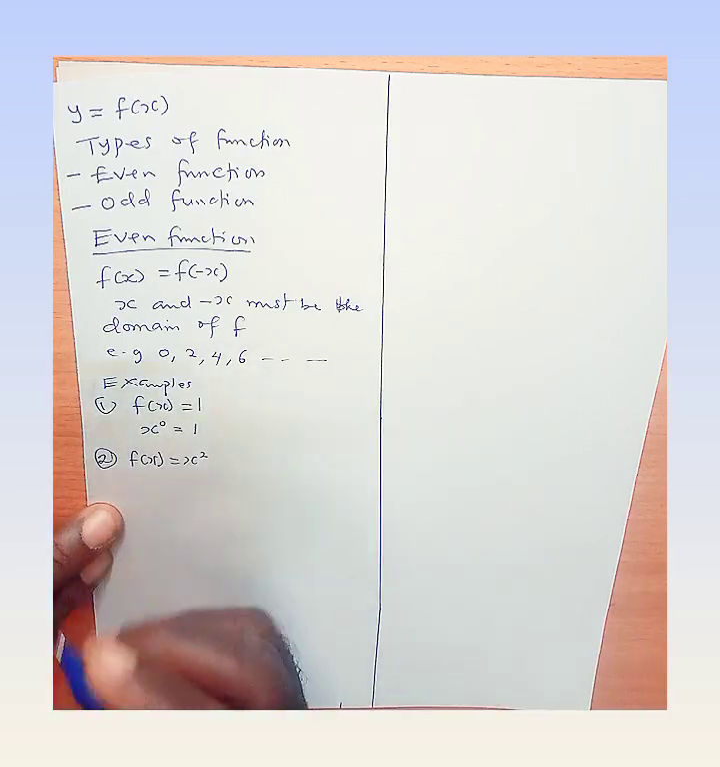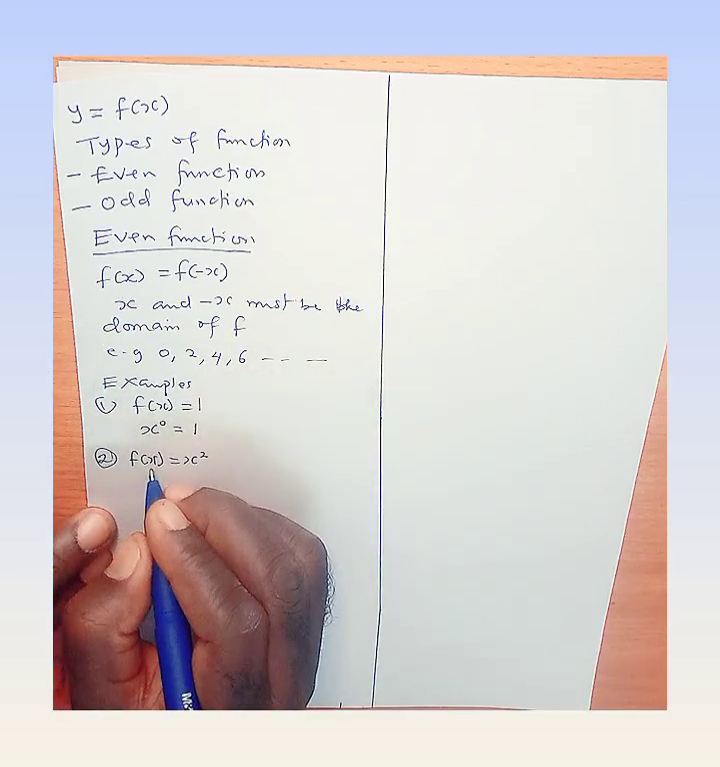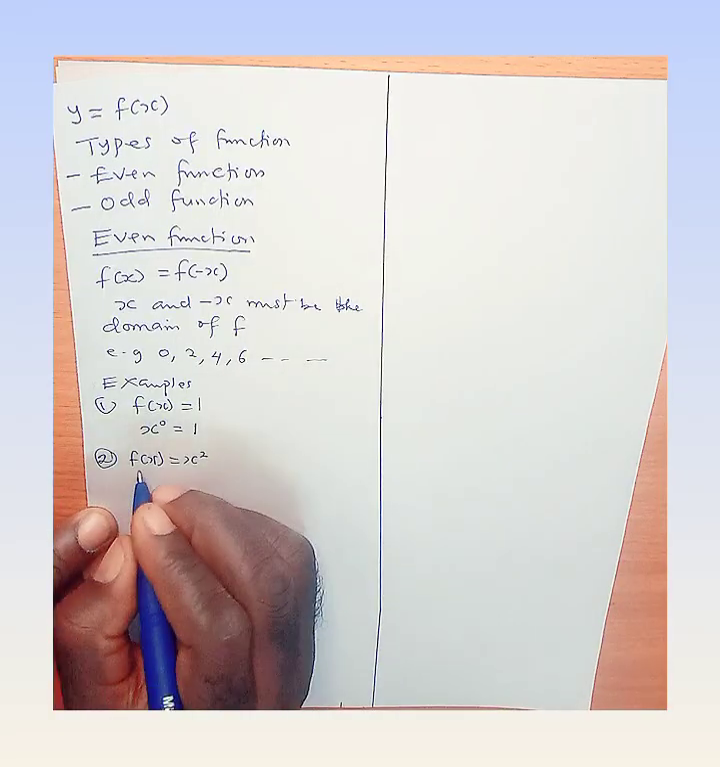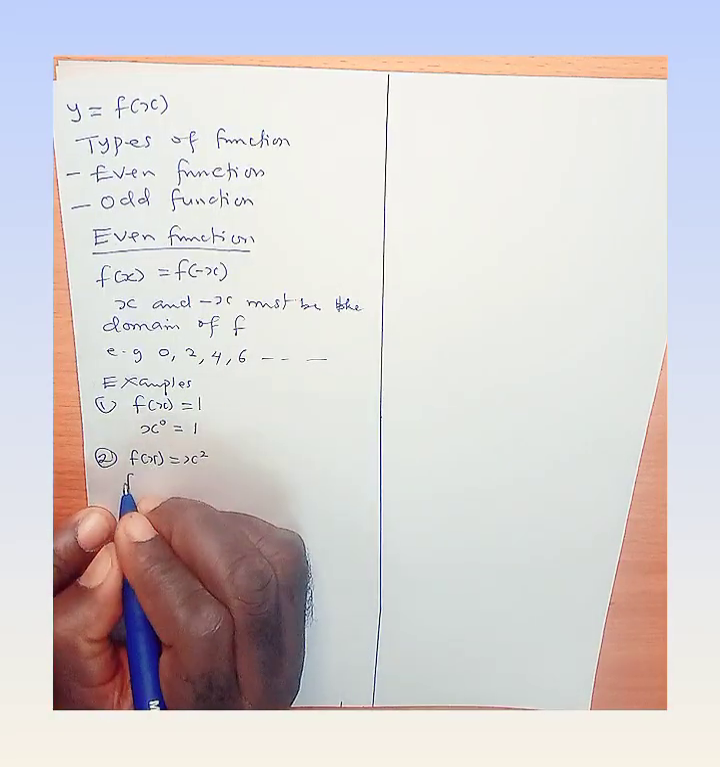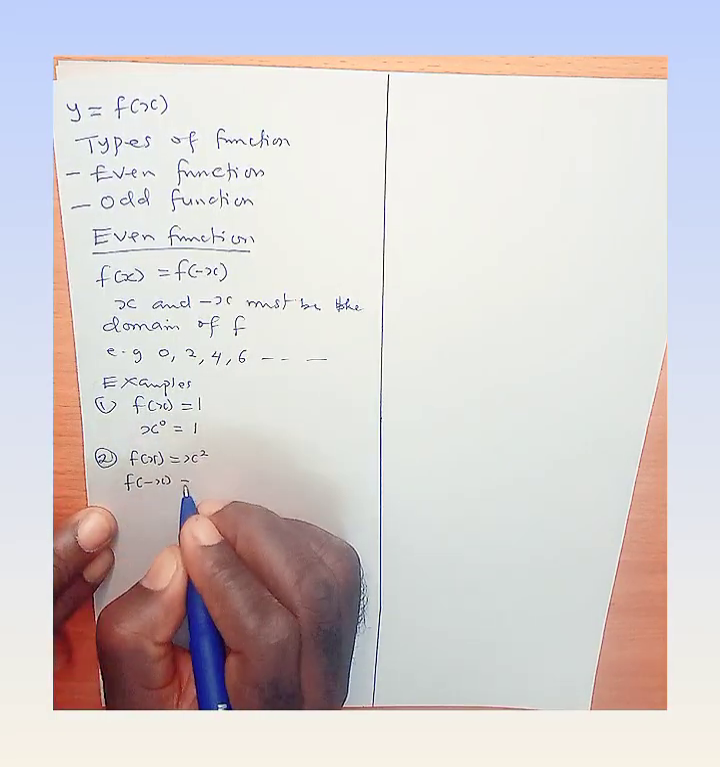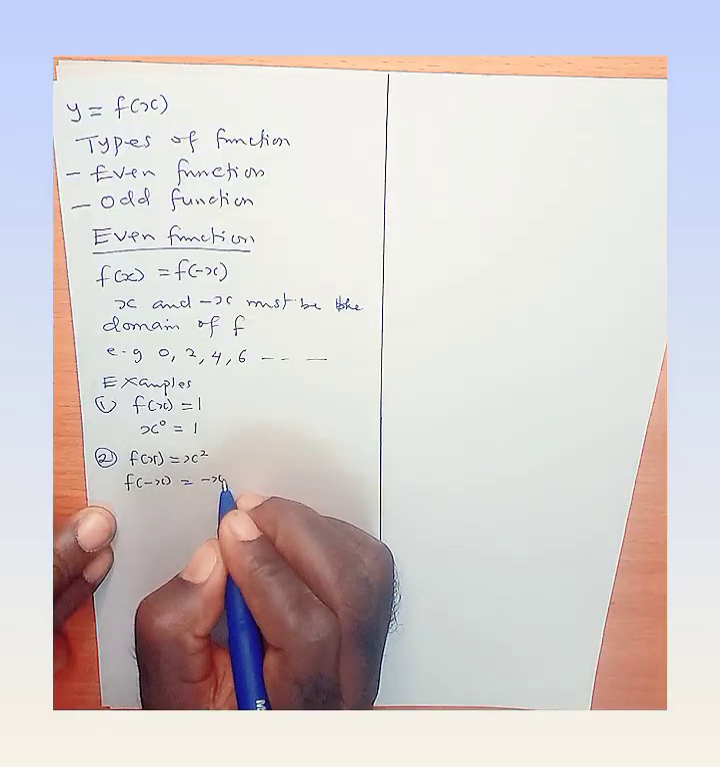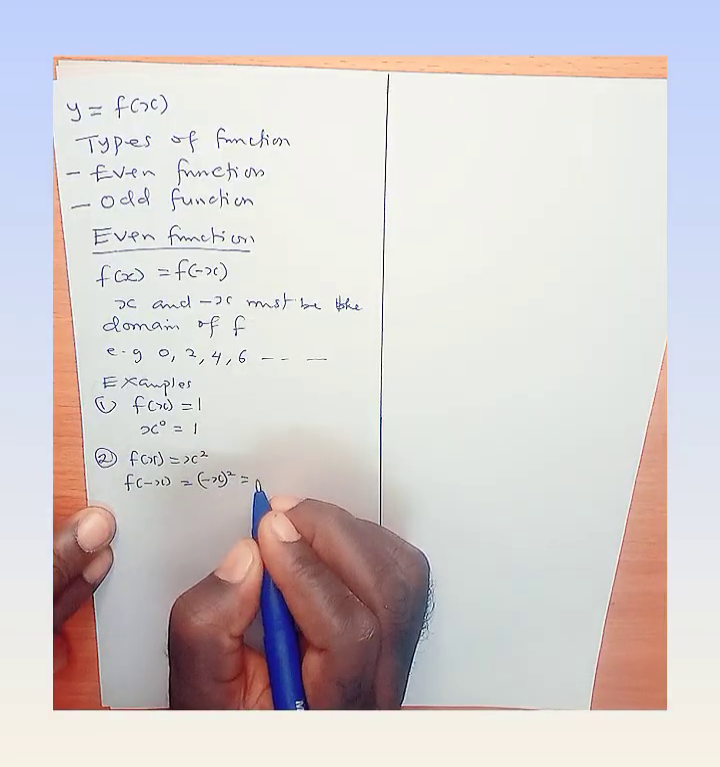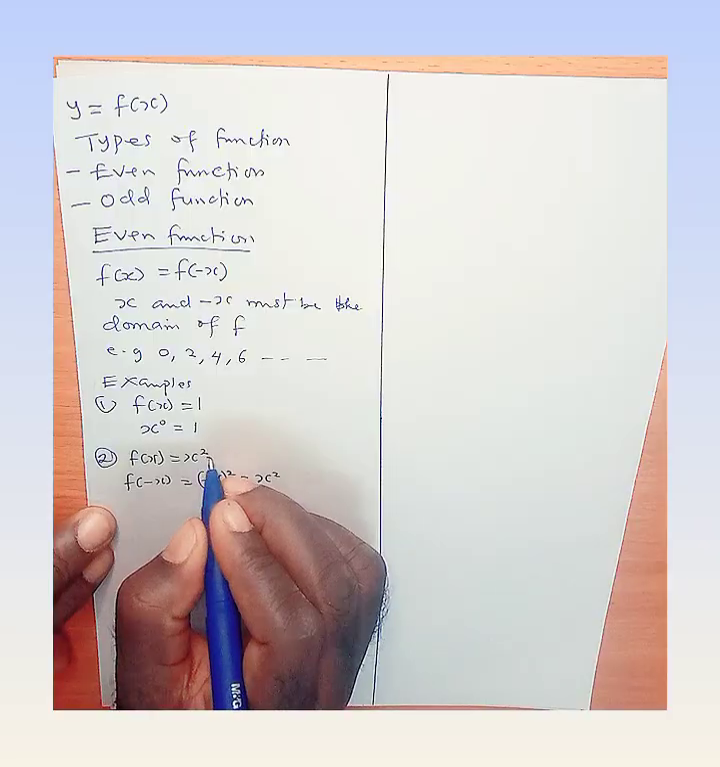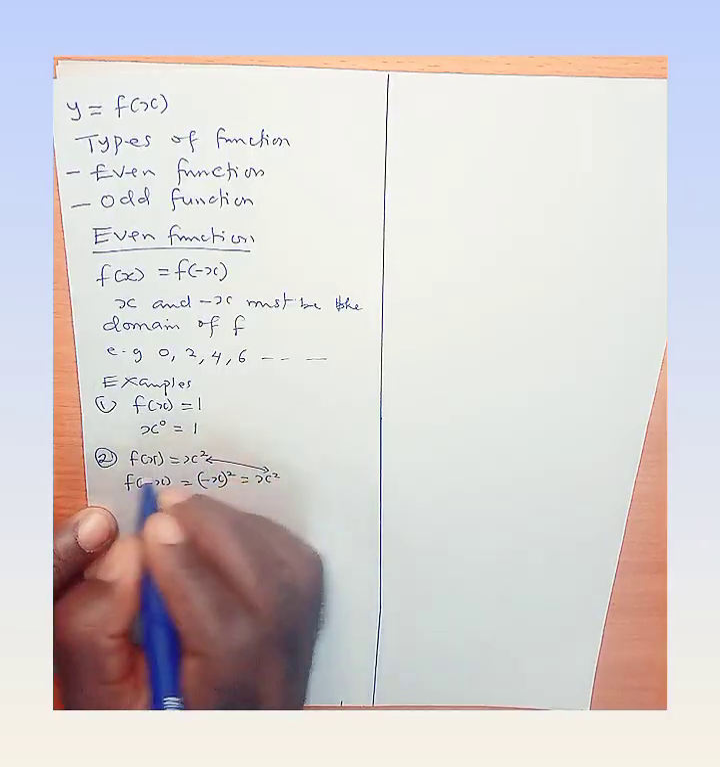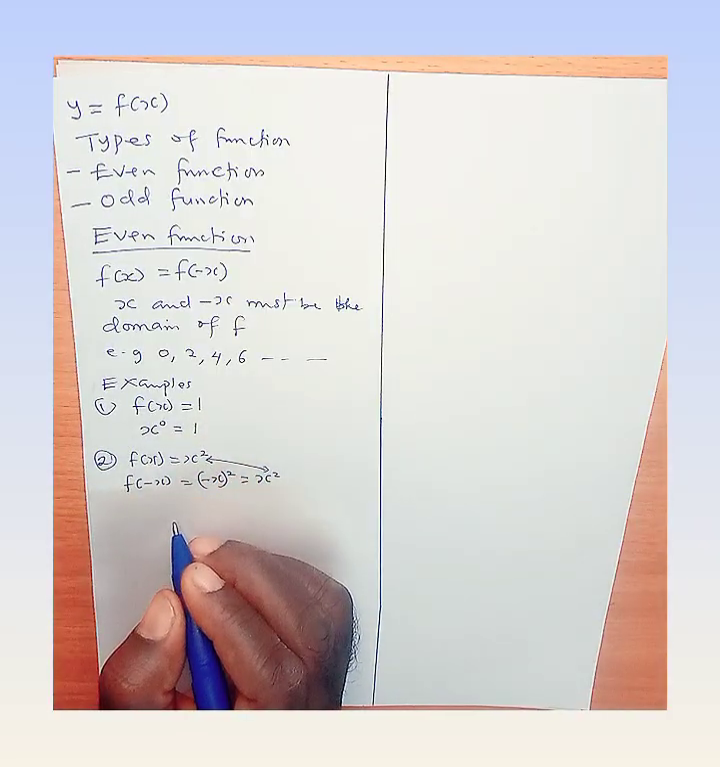Why? Let us test it whether it is an even function, since f of x must be equal to f of minus x. Now f of x is equal to x squared. F of minus x is equal to, you replace this x with minus x. When you square it, it will also give you x squared. You see, this and this are the same. Therefore, f of x is equal to x squared is an even function.